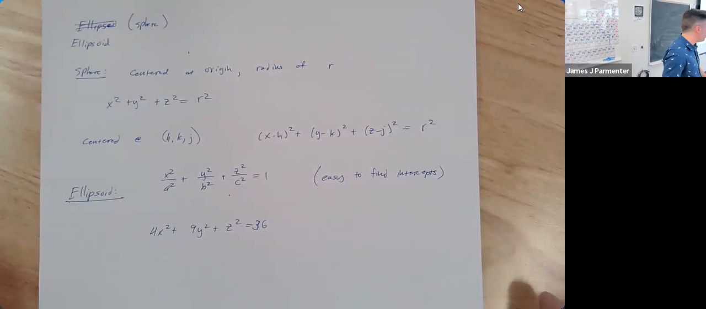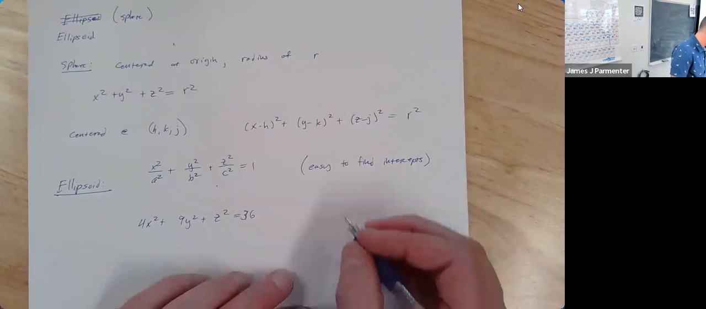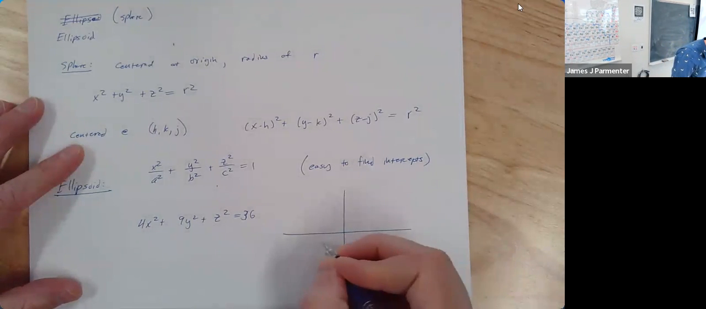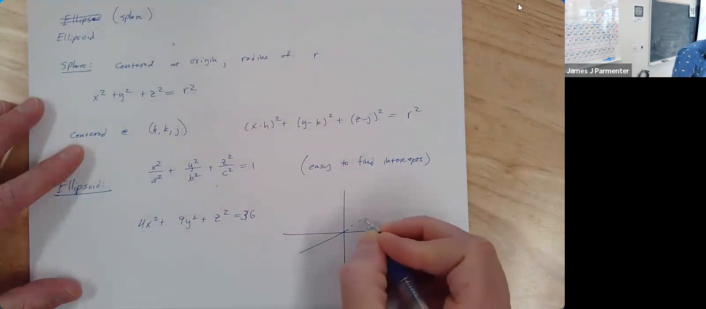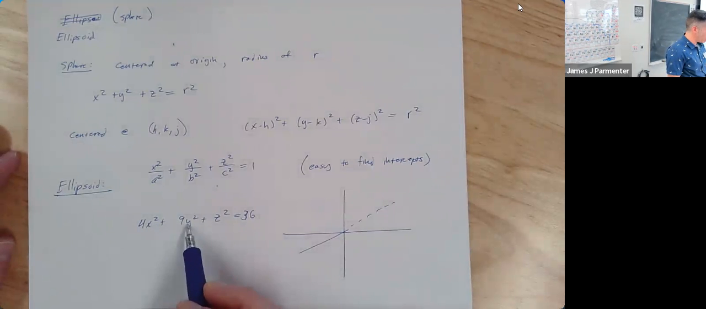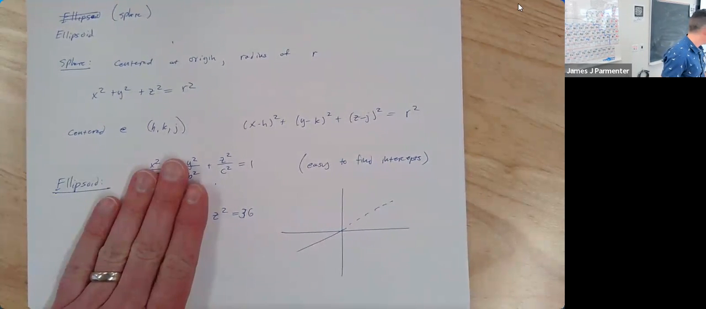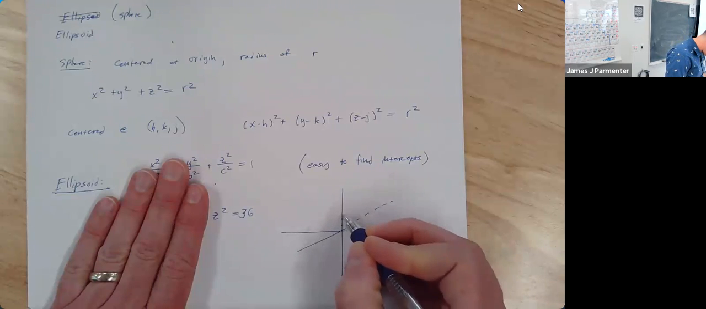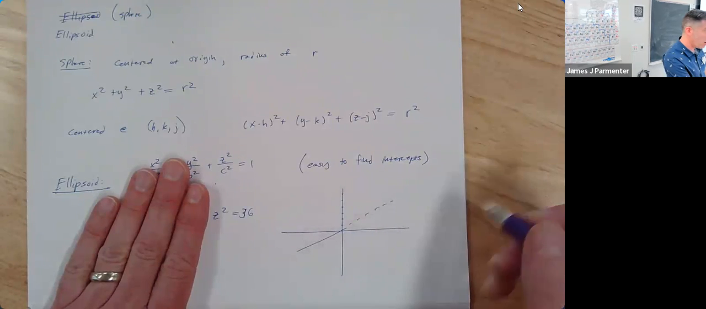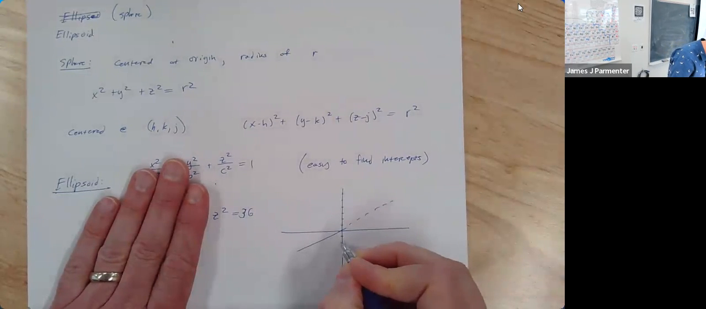How would I draw it? It's actually not too terrible to draw. I know it kind of has an egg shape, although it's a symmetrical egg, not like a lopsided egg like eggs actually are in the real world. Really, I'm just going to think about the intercepts. If I set x and y equal to 0, what am I going to get for z? Plus or minus 6. So there's my z-intercepts, 6 and -6.